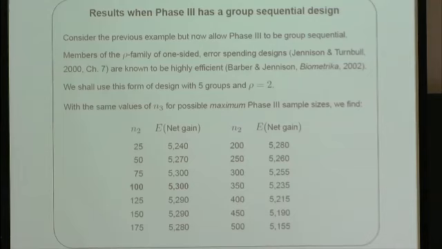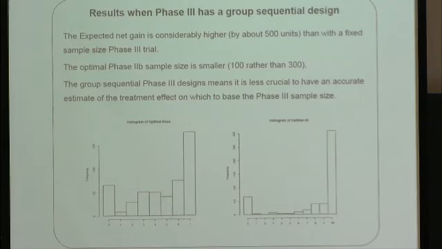What happens to the results? Well, some interesting changes. No longer is 300 the right sample size, but 100 is the right phase 2 sample size. So there's been a big change. Phase 2, we'll see, has a bit of a different role, and it's using fewer subjects. And whereas we had about 4,800, we've now got 5,300 as the expected net gain. So that's gone up by 500.